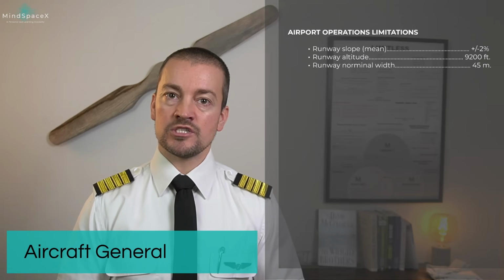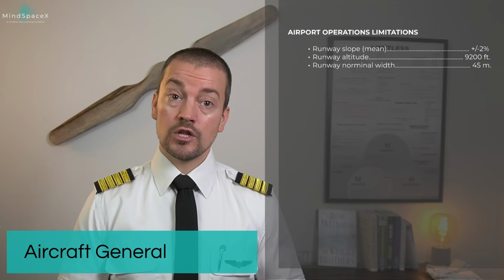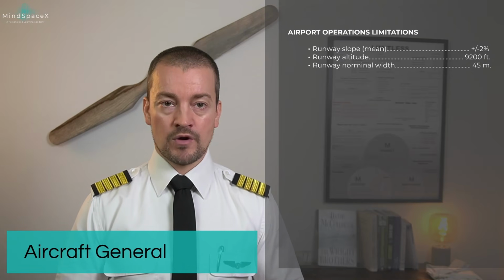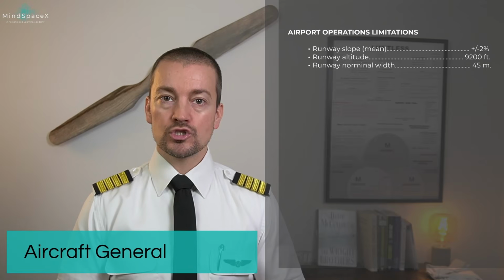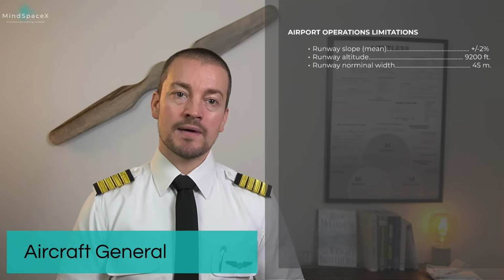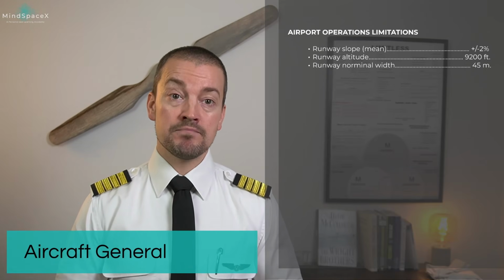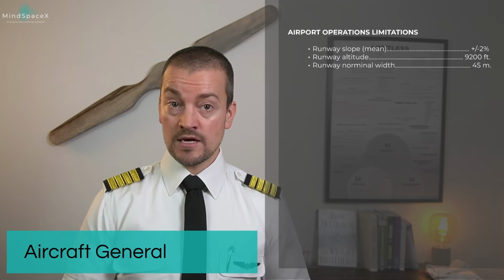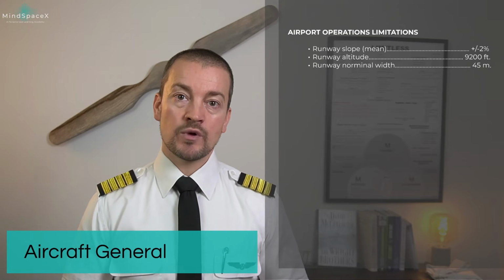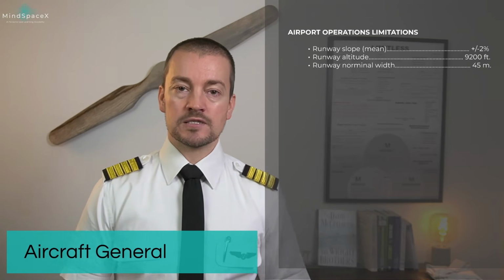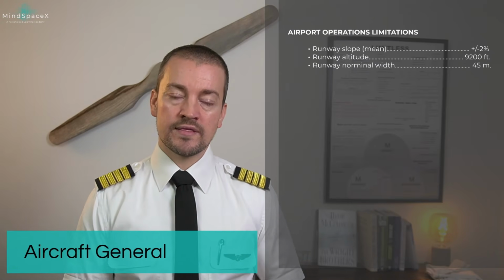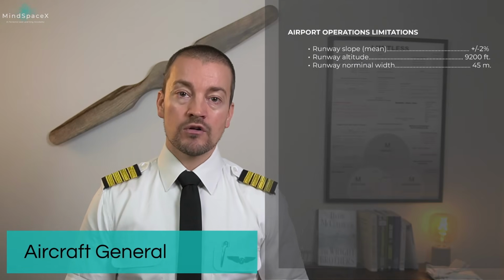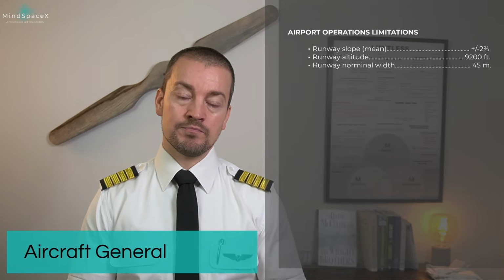Airport operation limitations include runway slope, the altitude we just mentioned for the runway, as well as the nominal width for the runway. The runway slope is limited to plus or minus 2%. This is a mean value for the runway slope. Runway altitude is limited to 9,200 feet, we covered that, and the runway nominal width is 45 meters. The runway nominal width is used for an aircraft to do a 180-degree turn on a runway in order for the pilots to back taxi.